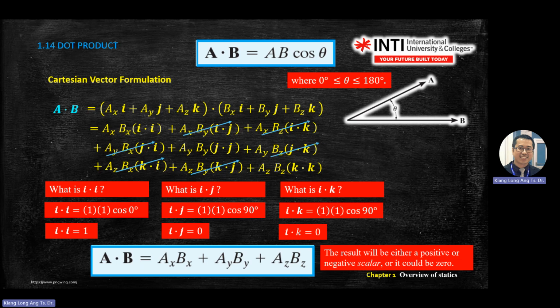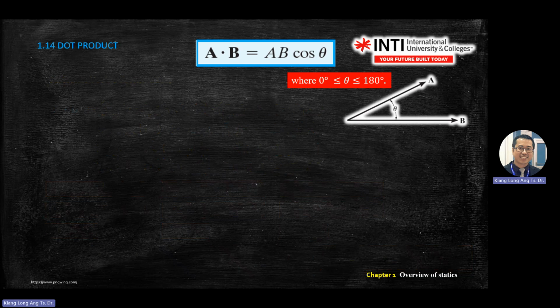Okay. So the result can be negative or positive, and sometimes it could be 0 based on the angle. When it becomes negative, when your vectors are opposite to each other, right? For example, if I flip the B to the left-hand side, left multiplied by A, you get negative.